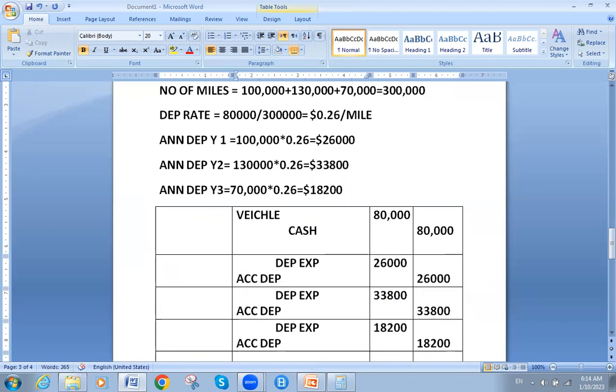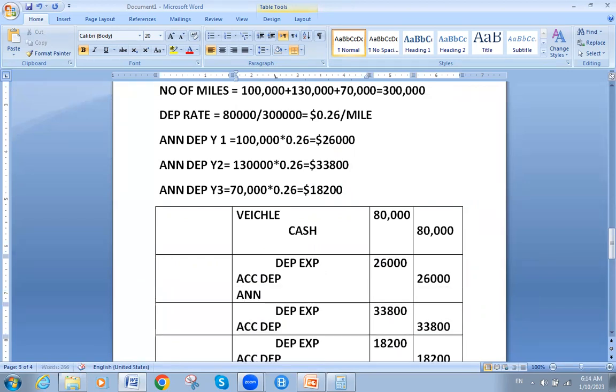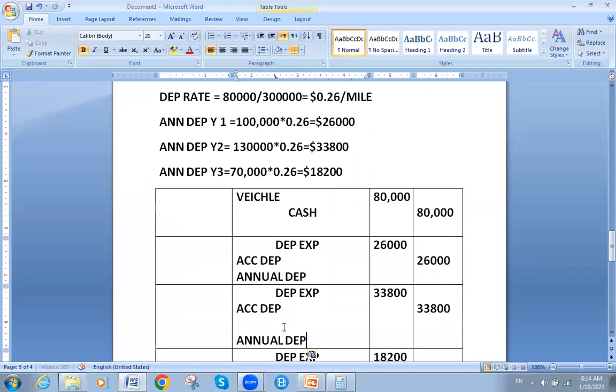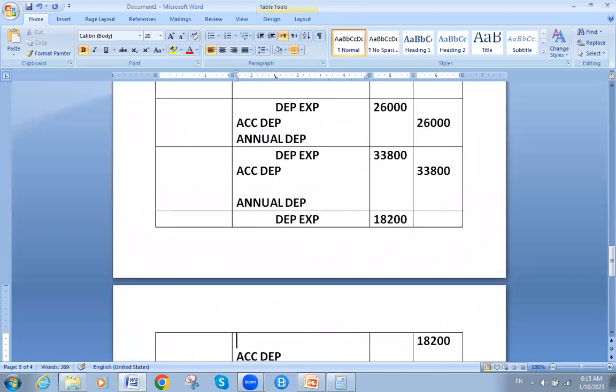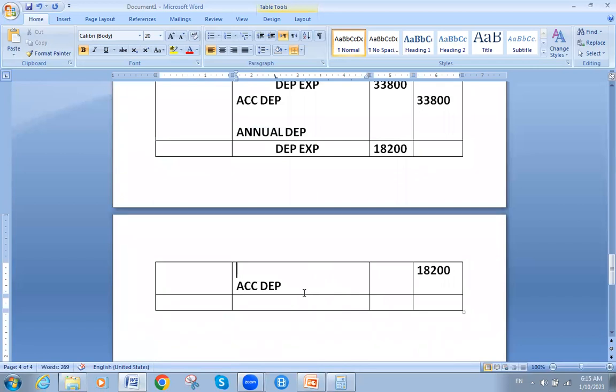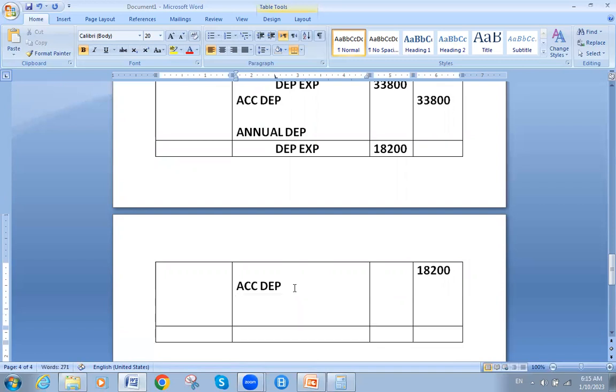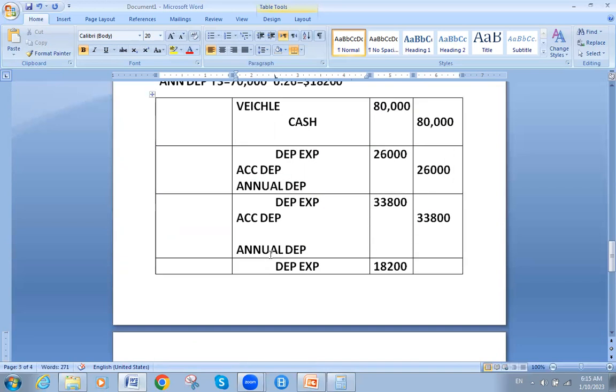So we write here the annual depreciation, ANNUAL depreciation. This is for the first year. Likewise, we'll repeat it for the second and third years as well. This is the description of the transaction here for the third year. Control and V. This is the transaction.